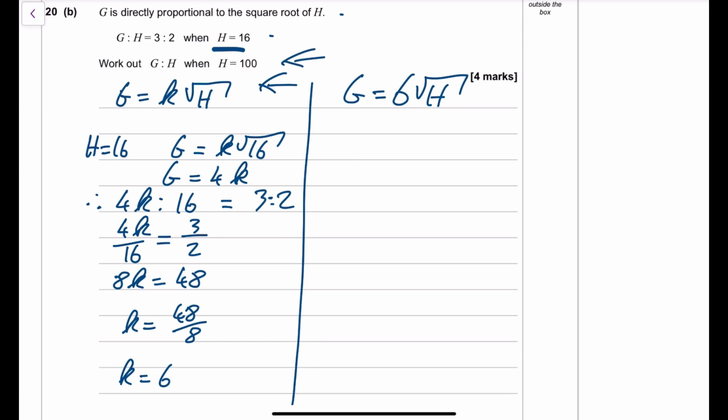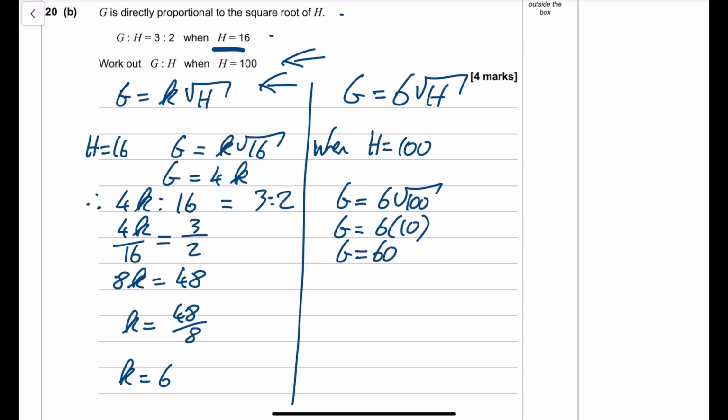Then it says work out G to h when h is equal to 100. So just say when h equals 100, G first of all is equal to 6 times the square root of 100. So that's going to be 6 times 10. So G is equal to 60.